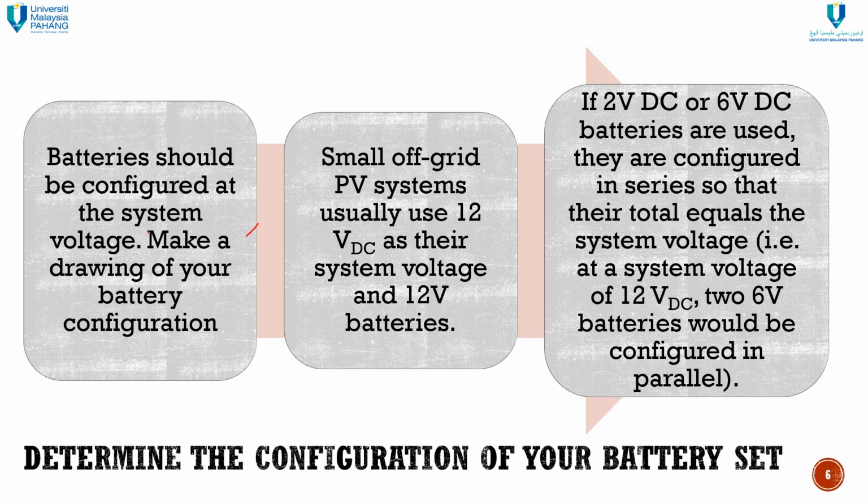Batteries should be configured at the system voltage. Make a drawing of your battery configuration. Small off-grid PV systems usually use 12 volt as their system voltage. If 2 volt and 6 volt DC batteries are used, they are configured in series. That I told you, okay. The stable one, for example, use 2 volt with 30,000, not mAh, it's Ah. So we need 6 in order to get 12 volt.